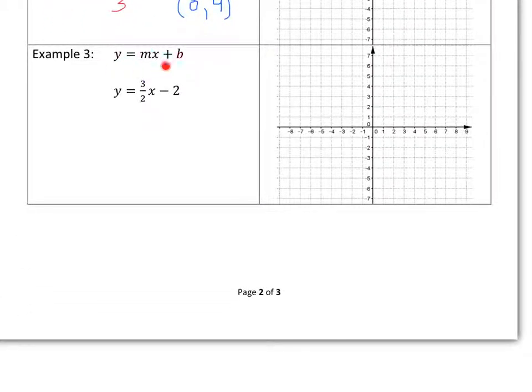Again, we want y all by itself. Y has to be completely by itself. Y equals mx plus b. What do we have? The coefficient in front of x in our example, m, equals 3 over 2, or 3/2. Remember, rise over run. This is the rise, and it's positive. 2 is the run, also positive.